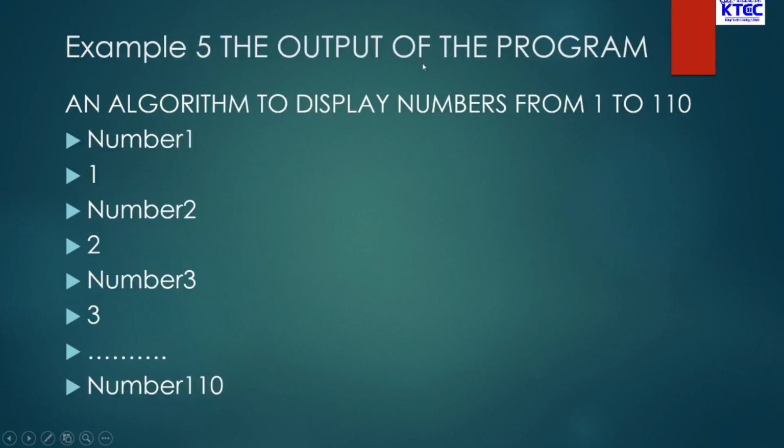So example 5, the output of the program says what? In the first iteration it displays 1, the second iteration displays 2, the third iteration displays 3, up to what? Number 110. So very simple, very simple.